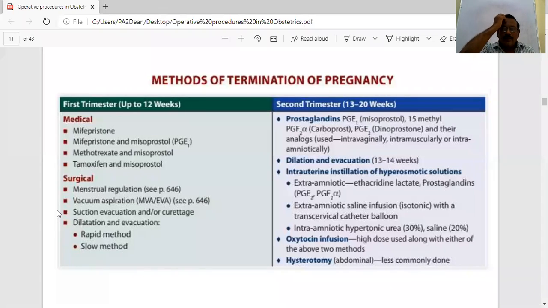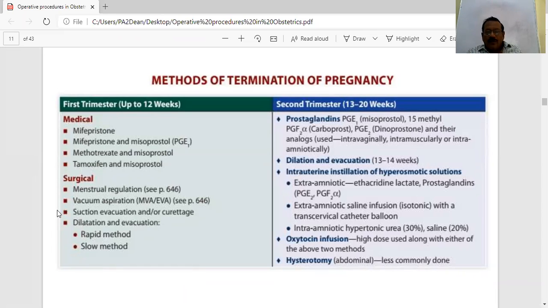Coming to second trimester medical termination of pregnancy, that is 13 to 20 weeks: prostaglandins, misoprostol, 15-methyl PGF2-alpha, that is carboprost, and dinoprostone, and these analogues are used intravaginally, intramuscularly, or intra-amniotically. That is one procedure with prostaglandins for second trimester medical termination. Then the other procedure is dilatation and evacuation, up to 13 to 14 weeks.